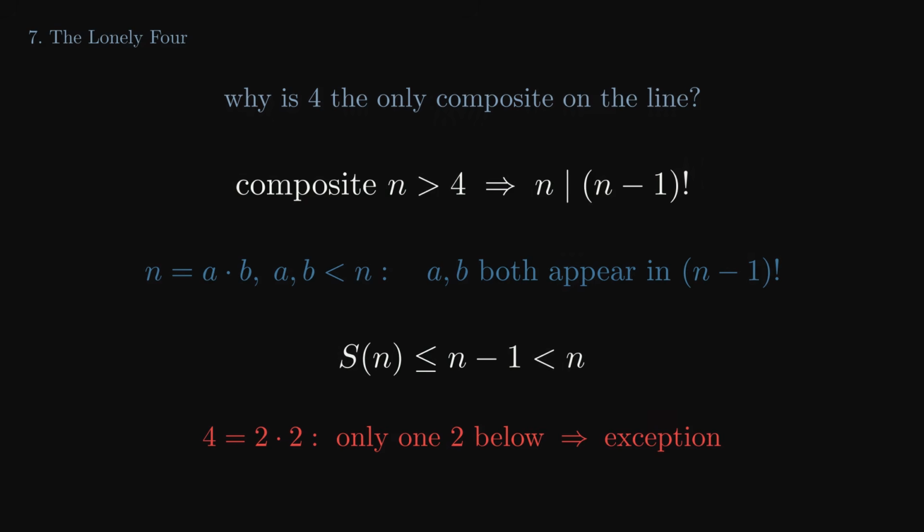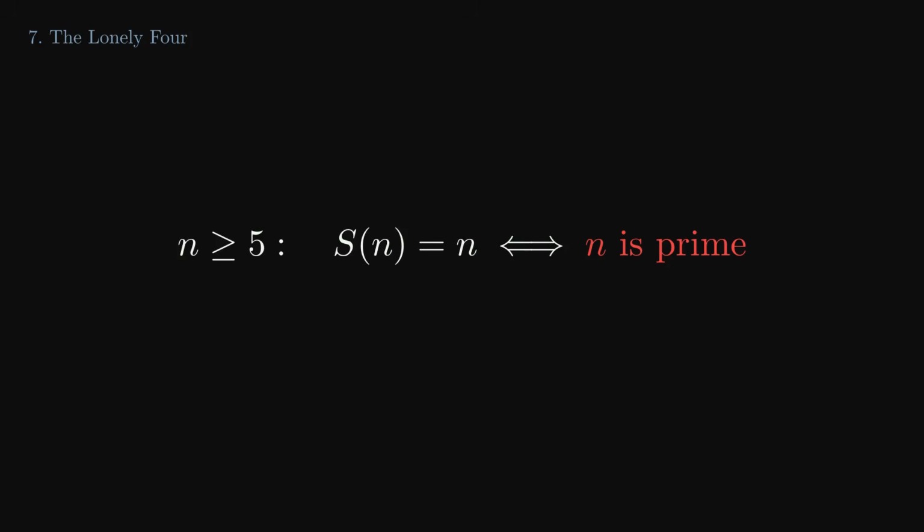So the corrected rule is exact. For any number from 5 upward, the answer equals the number if and only if the number is prime. Set aside the lonely 4, and sitting on the diagonal is precisely the same thing as being a prime. A test built from nothing but factorials and divisibility recognizes the primes on sight. One more thing about the shape of these answers, and it is a result of Paul Erdos.